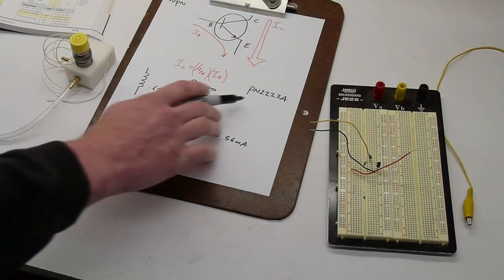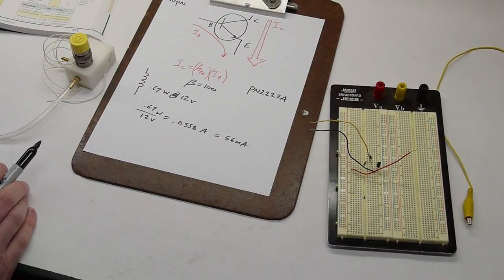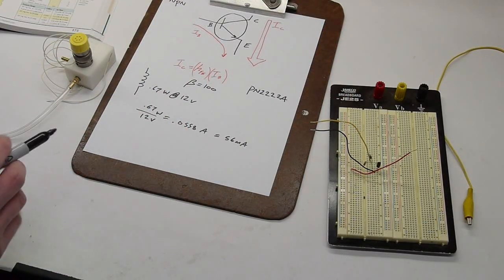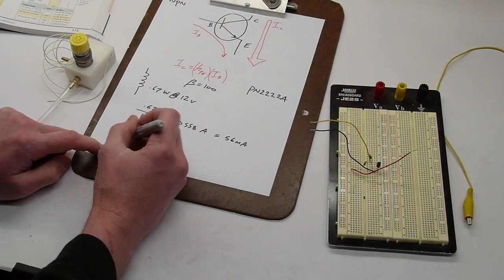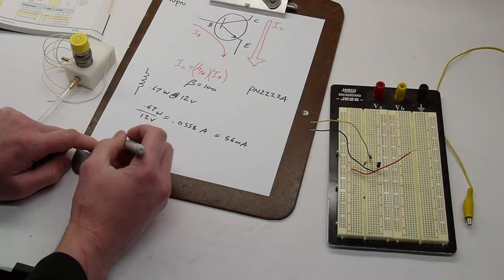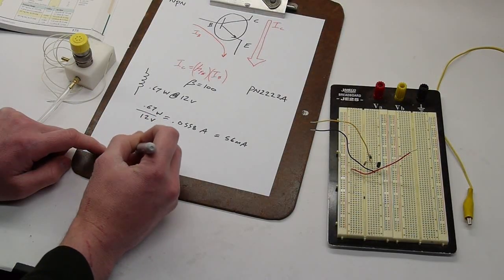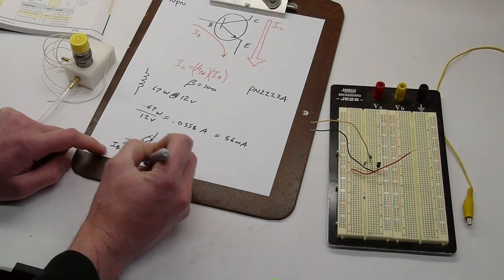And if we did decide to use the PN2222A, we know that its beta is 100. So what we have here is our transistor, and IB, the base current, is flowing like this. This is grounded.